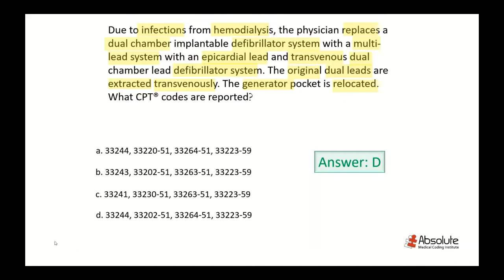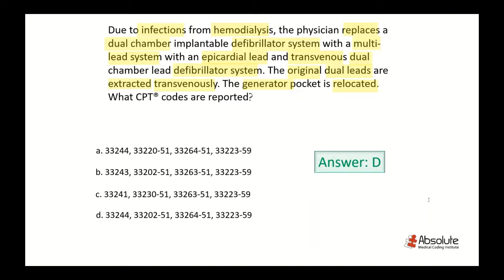All right, so I'm going to get moving. Again, one more is the number of leads. The old one was dual, but then it was replaced by a multi-lead system, okay? And then finally, I want you to answer this. What about that generator pocket relocation? Are we going to code it or is it going to be bundled? Just tell me coded or bundled. Tell me in the chat.